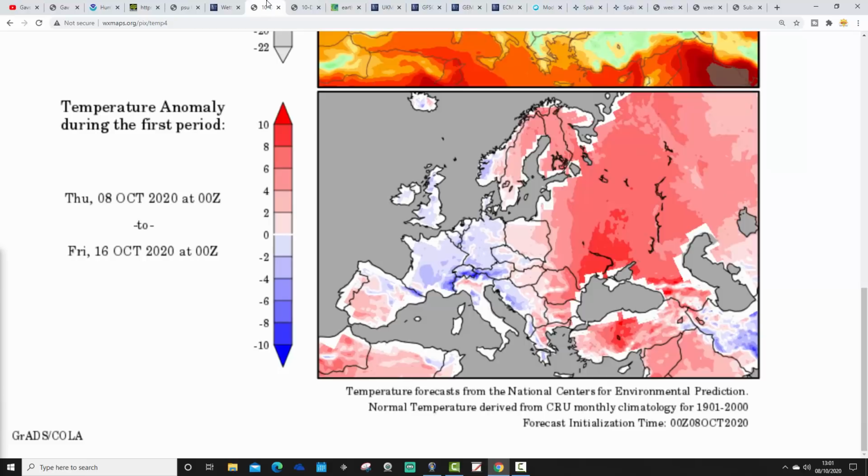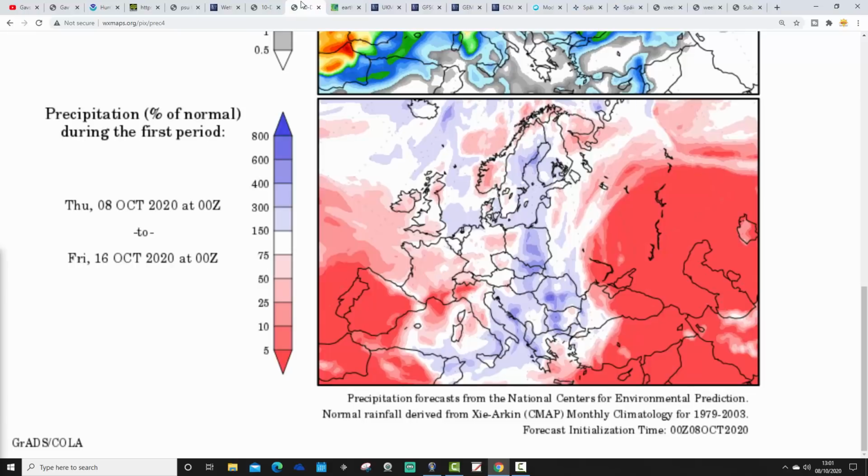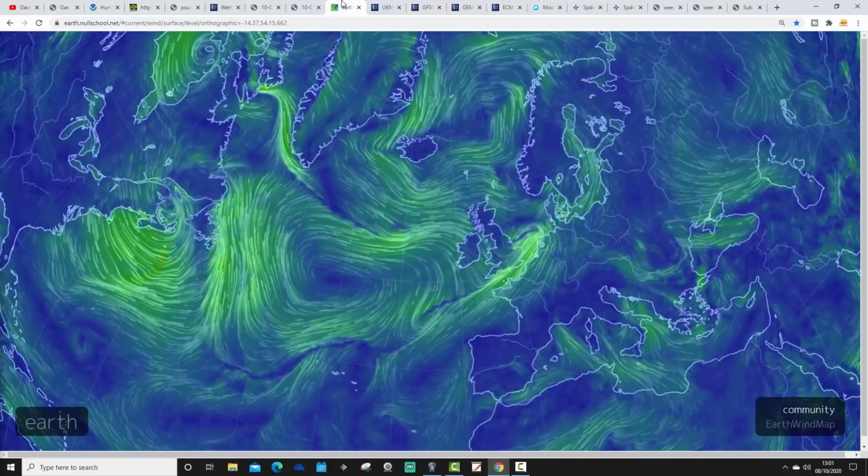Right, temperature anomalies from the 8th to 16th of October. Going to be a little bit cooler around, not just the UK, but through many western parts of Europe as well. Rainfall anomalies from the 8th to 16th of October. Generally going to be a little bit on the drier than average side. Maybe surprisingly so, given the ensembles we were just looking at. But bear in mind, for Newcastle in the next couple of weeks, it didn't look overly wet, really, did it?